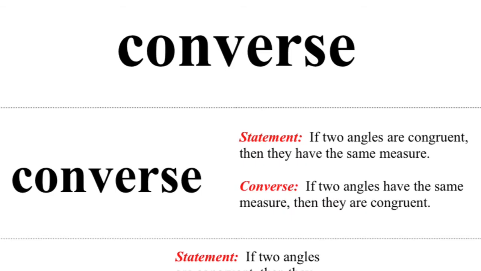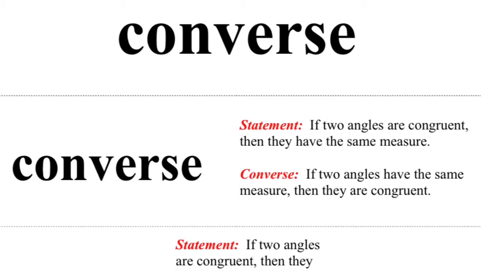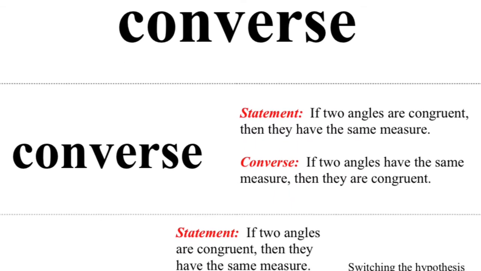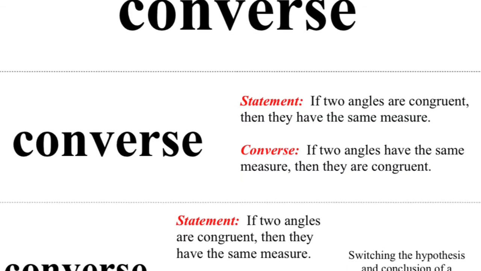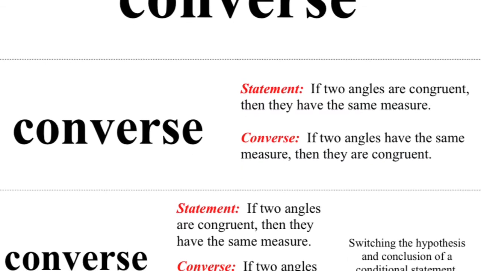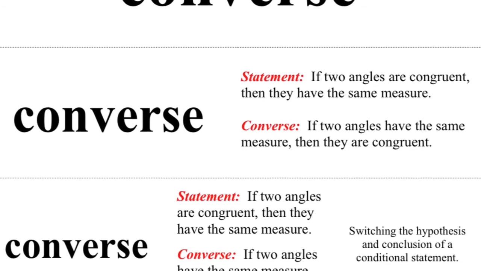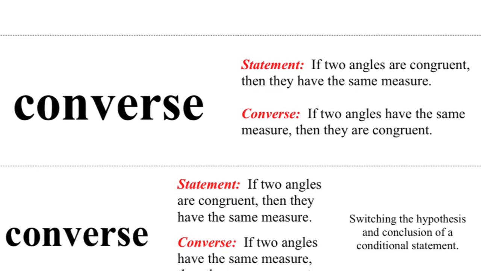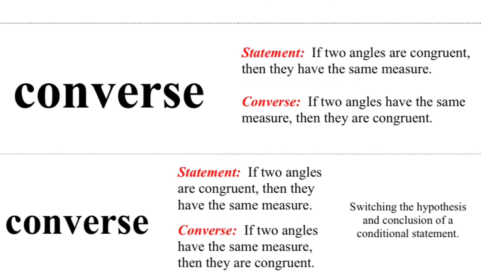A converse is an argument in which you take the hypothesis and the conclusion and switch them. So in this example, if two angles are congruent, then they have the same measure. The converse is if two angles have the same measure, they are congruent.